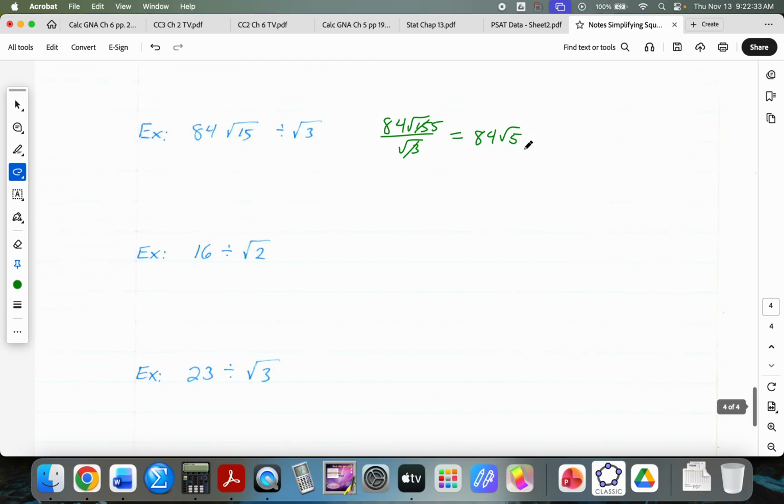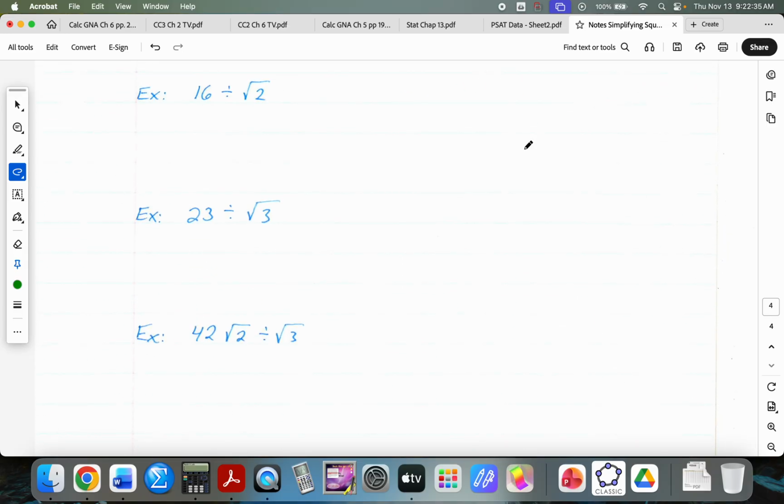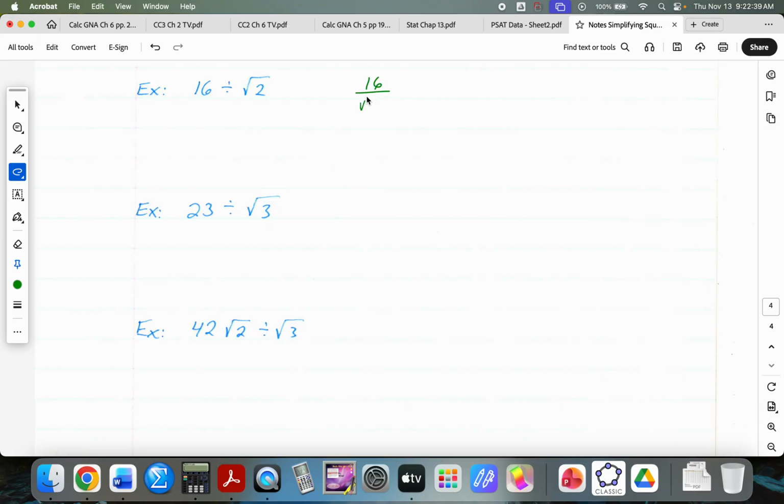Now for one that's not quite as simple. Actually, several. What if I have 16 divided by the square root of 2? Would you multiply? By what? Square root of 2? 1. Between the both of you, we're right.